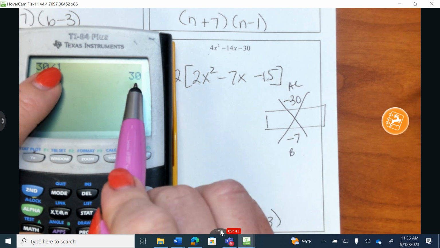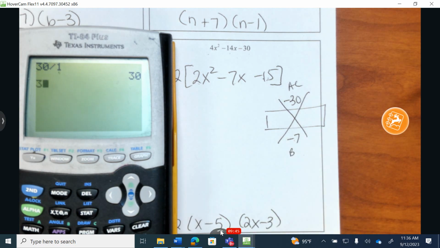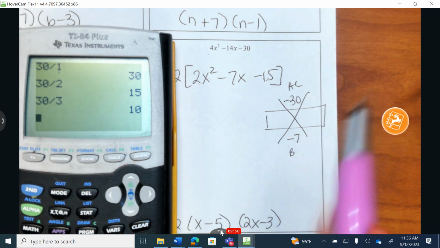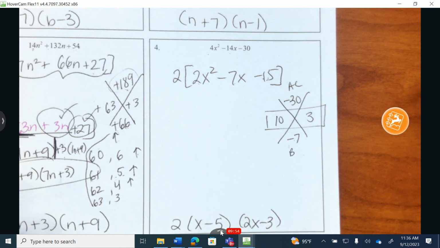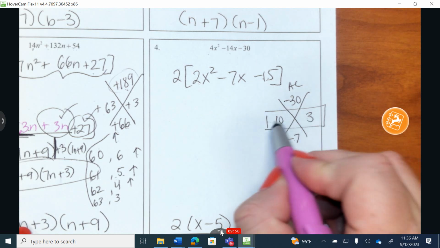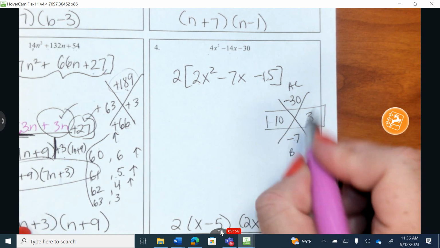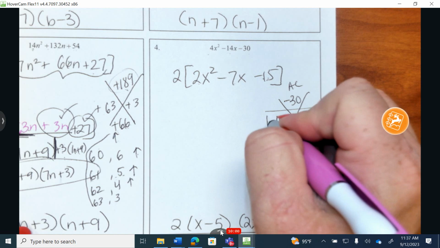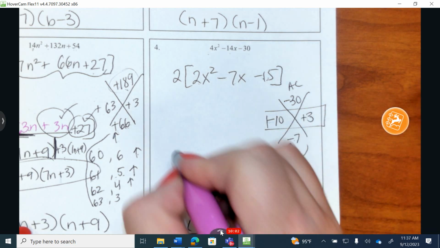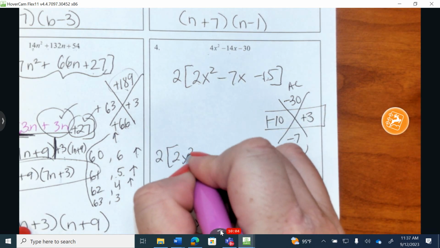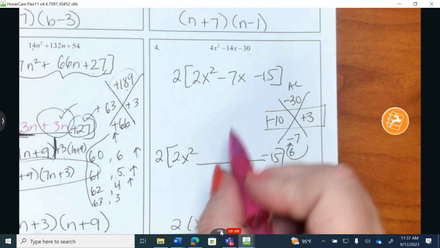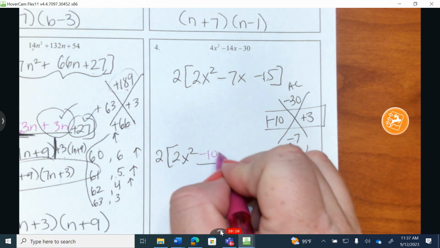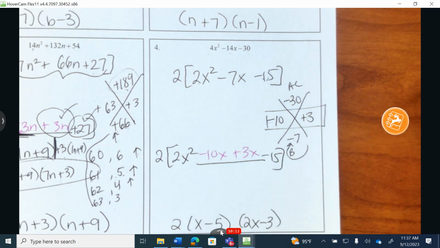Divide it by 1. Is 1 and 30 somehow 7? Nope. Is 2 and 15 7? Nope. Is 3 and 10 7? It is. They have to be different signs, one's positive and one's negative, and the larger number must be negative. Let's write this down. Okay, so negative 10x and positive 3x.